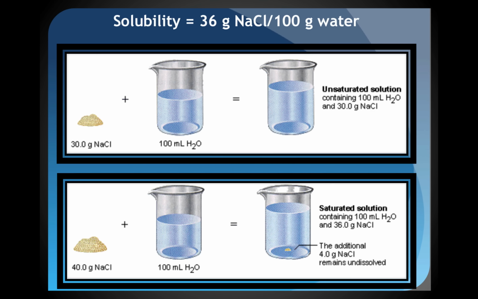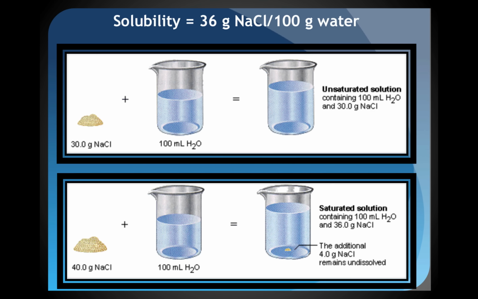Now, in a supersaturated solution, I have more than the maximum amount of solute dissolved. For example, if I've dissolved 45 grams of salt in 100 grams of water at 20 degrees, this has more than the maximum amount of solute dissolved. This is extremely unstable, and if I disturb the solution, all of the excess will recrystallize.